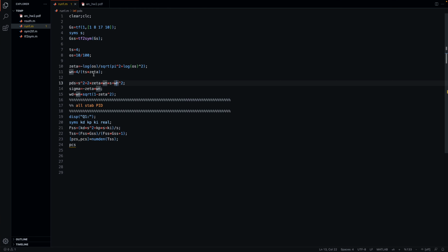Of course, I already have copied the previous work on homework 1 where we did calculate zeta and omega n, so I'm skipping that part. That should be already obvious here. And therefore, we also have PDS defined here. I am going to basically define the residual polynomial PES and going to solve the problem here.